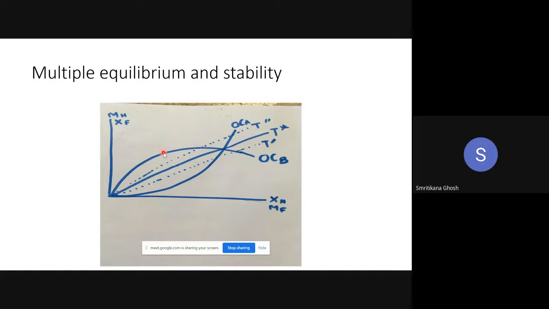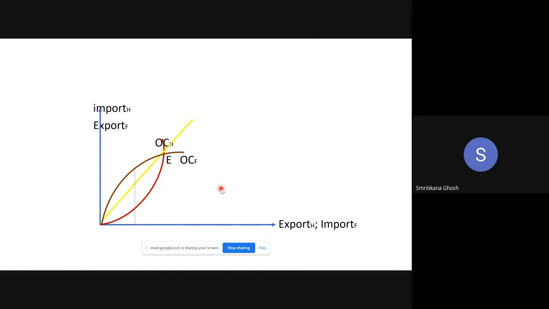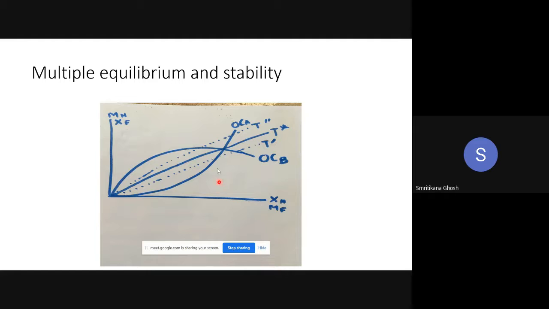Now look, here I'm trying to give your answer. This diagram is drawn by me. The topic is multiple equilibrium and stability. As I said that equilibrium is stable, how can you find out whether this equilibrium is stable or not? This diagram is helping you to do that. Look, the same thing. This is your equilibrium E. The two offer curves are there, everything is same. Only addition is two terms of trade lines. The first terms of trade line is a little bit flatter than the international terms of trade line T star, and it is T dash. And one is steeper, that is T double dash.